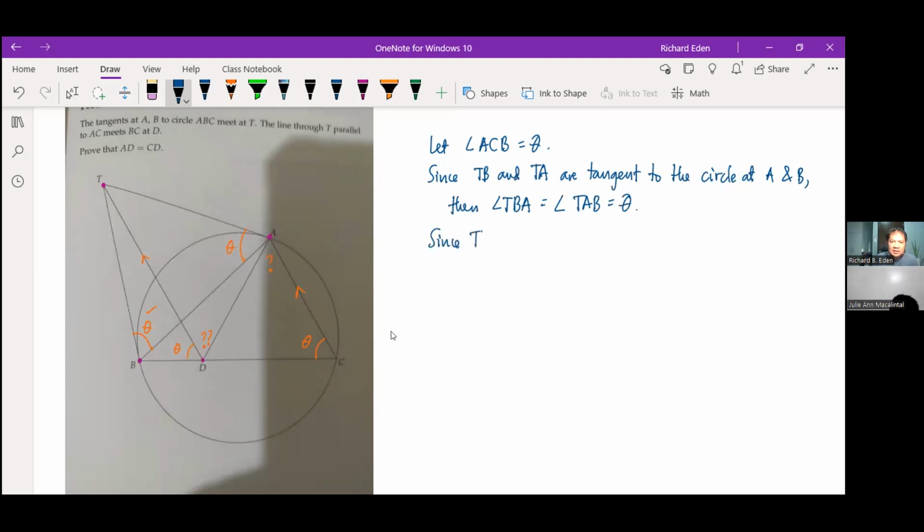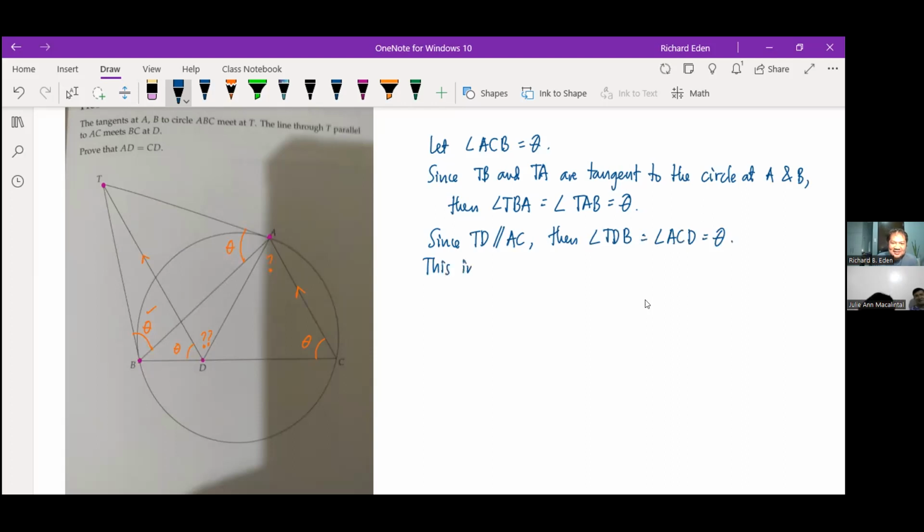Since TD is parallel to AC, then angle TDB equals angle ACD, which equals theta. TDB, parang teddy bear. Teddy bear equals acid.